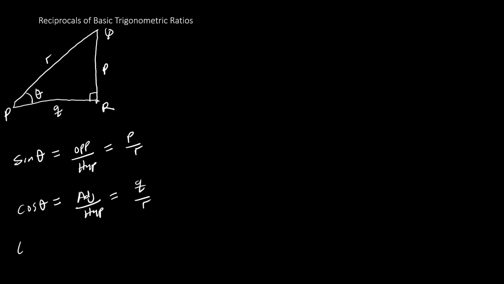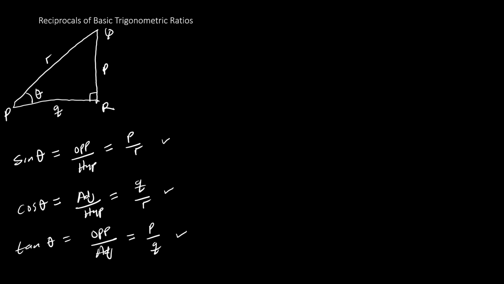Now we are going to start from the beginning by defining the basic trig ratios. So sin theta is defined as opposite over hypotenuse, and according to this right angle triangle, this equals P over R. Cos theta equals the adjacent over hypotenuse, and this equals Q over R. Tan theta equals the opposite over adjacent, and this equals P over Q. So these are simply the basic trig ratios: the sine, the cosine, and the tangent.